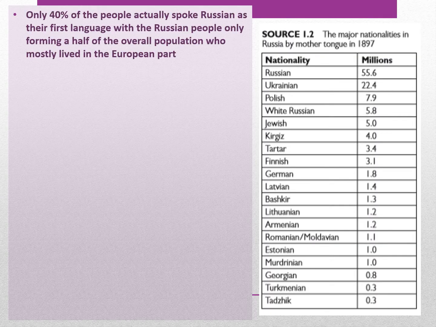There's also the fact about the people. They aren't able to communicate as effectively with one another because only 40% of the people actually speak Russian as their first language, and the Russian people themselves only form about a half of the overall population who are living in the European part, really.